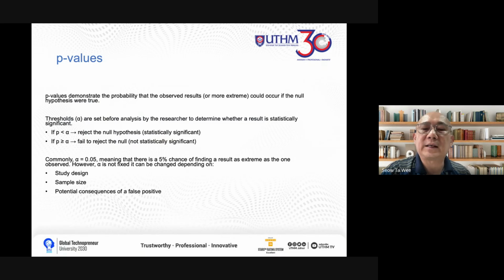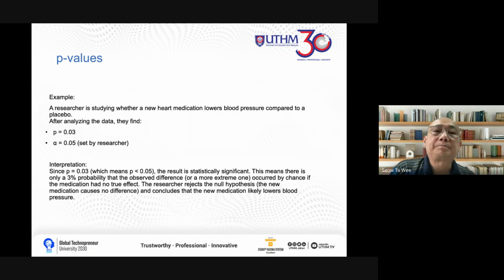So that means there is a 5% chance of finding a result as extreme as the one observed. However, the alpha value is not fixed. It can be changed, depending on the study design, sample size, and potential consequences of a false positive. Now, it's very easy. You just choose the analysis, either two-tailed or one-tailed, and the software already comes out with the p-value for you. And then, p-values as an example.